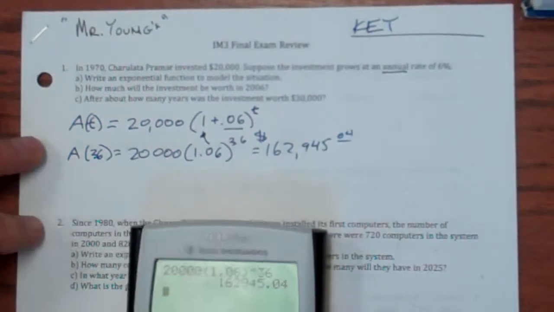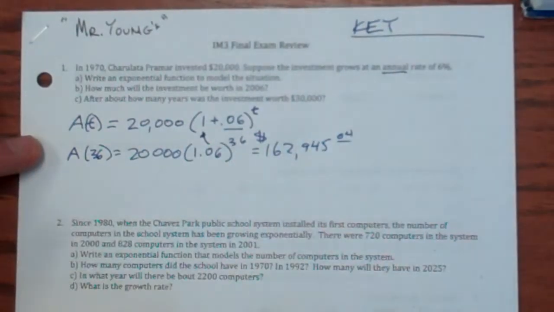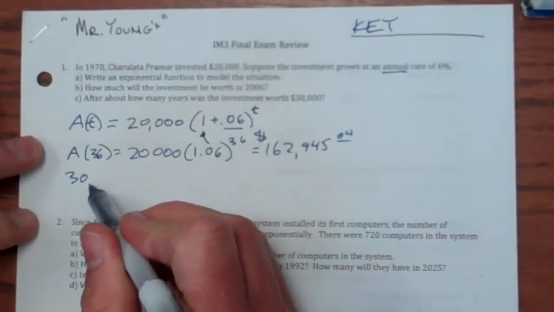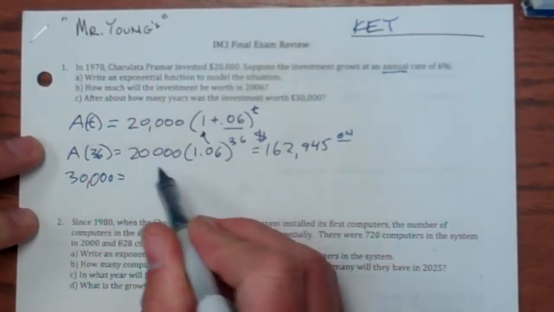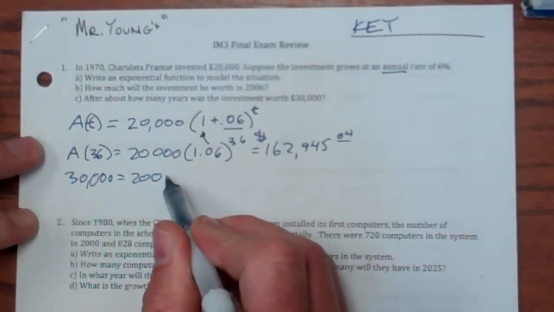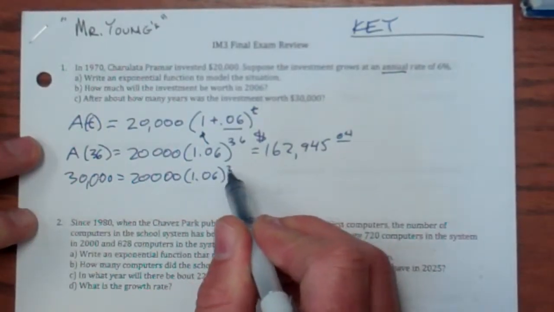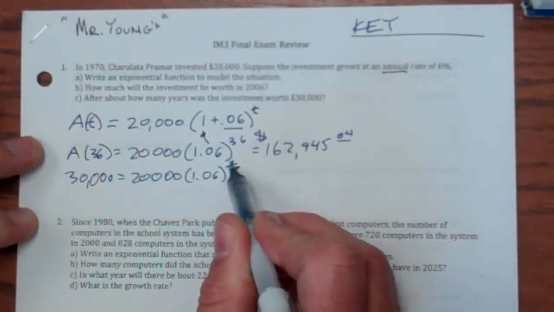Going in reverse, trying to figure out how long it takes to get to a certain level, you're just going to write an equation, 30,000, and that's equal to the above amount. And then we're just going to use logarithms to solve for t. That's the variable up there, t.